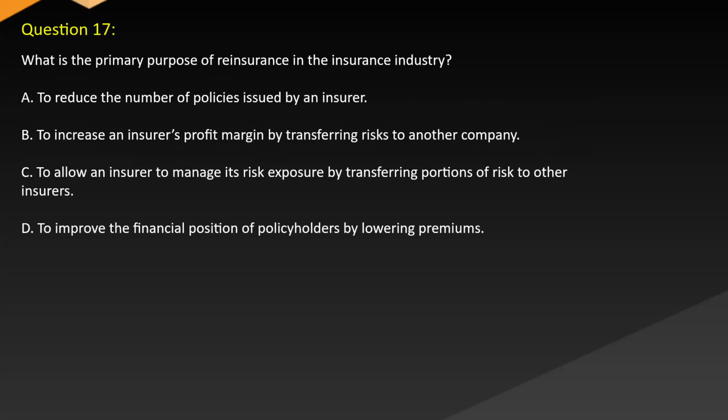Question 17. What is the primary purpose of reinsurance in the insurance industry? A. To reduce the number of policies issued by an insurer. B. To increase an insurer's profit margin by transferring risks to another company. C. To allow an insurer to manage its risk exposure by transferring portions of risk to other insurers. D. To improve the financial position of policyholders by lowering premiums.